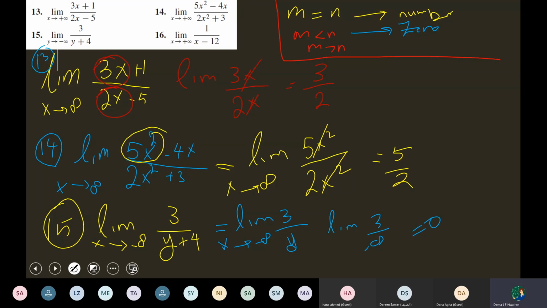So the rule is if m is equal to n, the answer is a number. If m is less than n, the answer is 0. And if m is greater than n, the answer will be positive or negative infinity. Let's do now number 16.